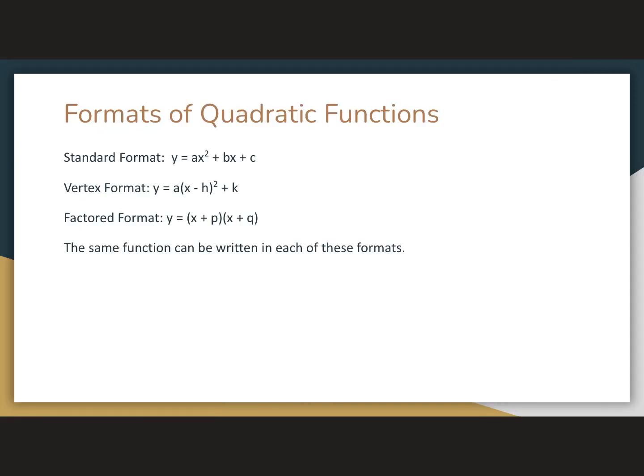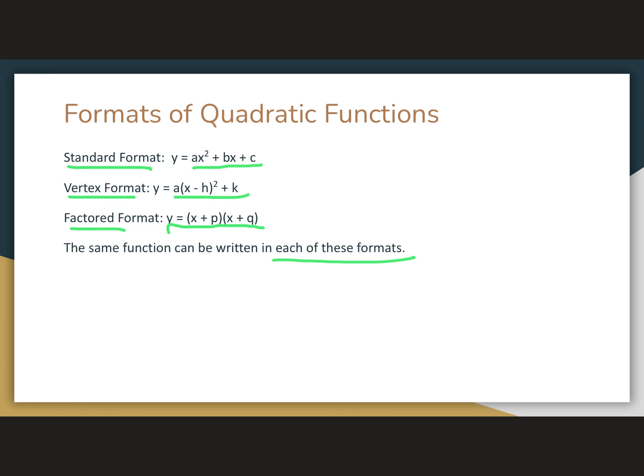So let's first talk about what are the formats of quadratic functions. We talked about them before. So we have standard format, y equals ax squared plus bx plus c. Vertex format, y equals a times x minus h squared plus k. And then, of course, we have factored format, which is y equals x plus p times x plus q. So just a quick note, the same function can be written in each of these formats, and we can convert between them. We do that to find different things about the graph.